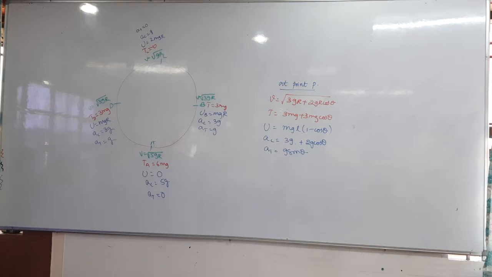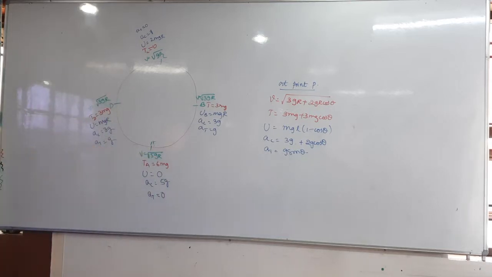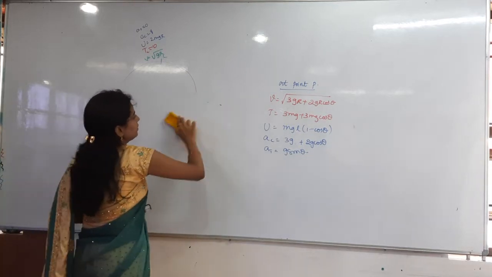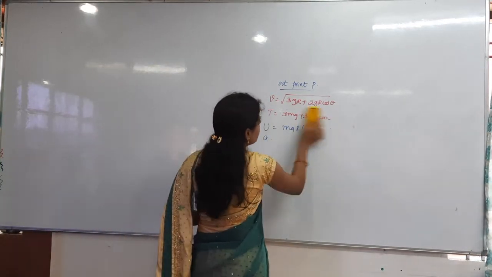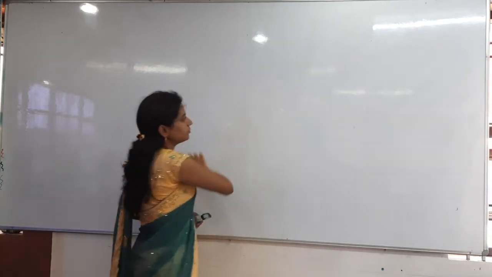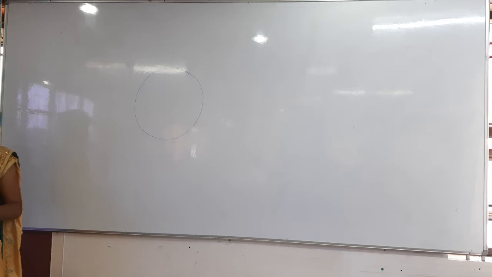2 into root gr. Root 4 gr. Yes, correct. So it can just reach point C. Find that. Root 4 gr will be the answer. You got that? That is the maximum limit for the projectile motion from there. Got the answer? Root 4 gr is the correct answer.